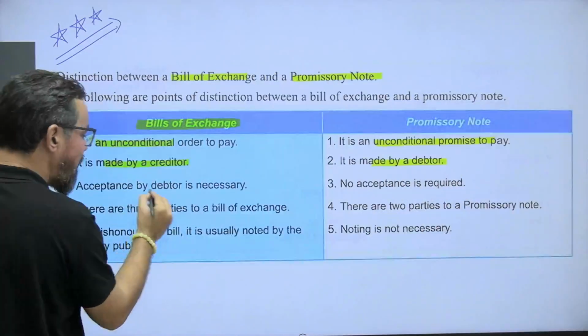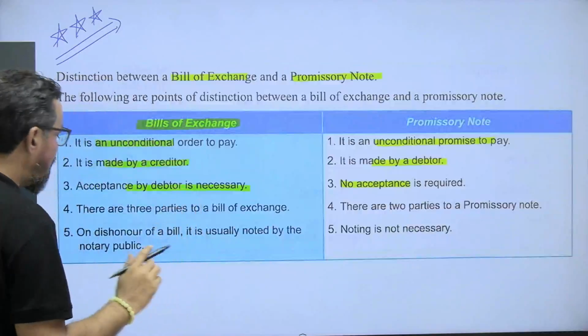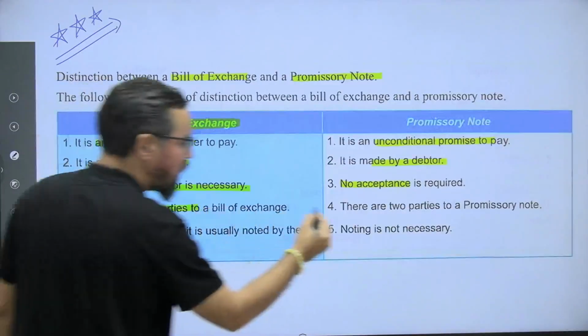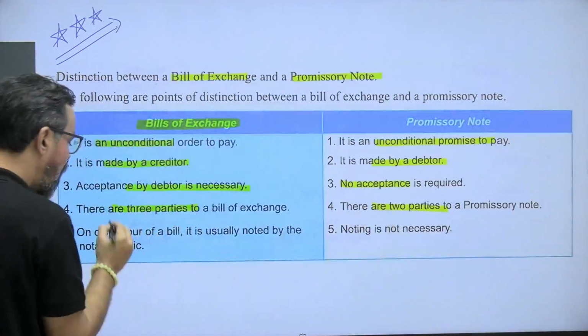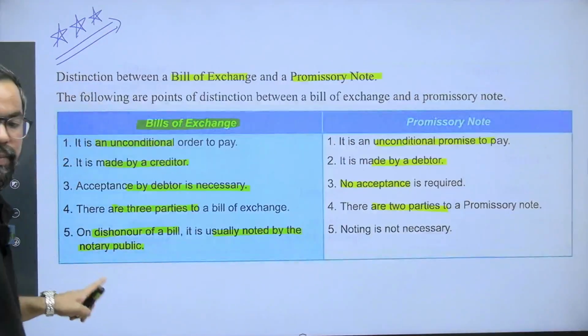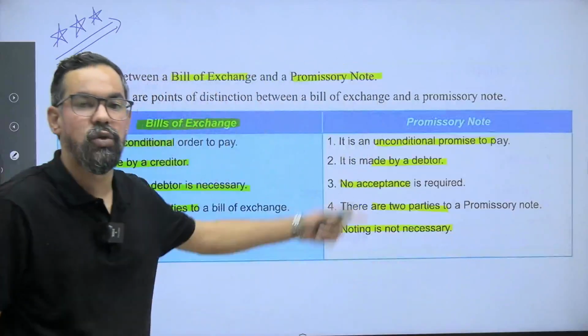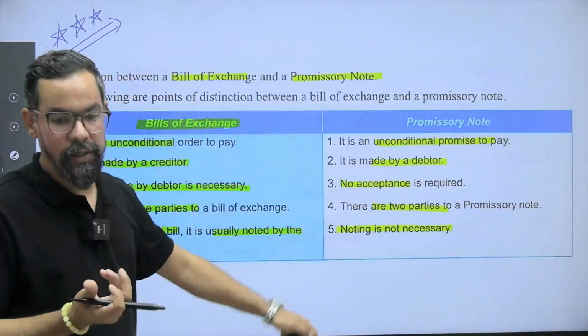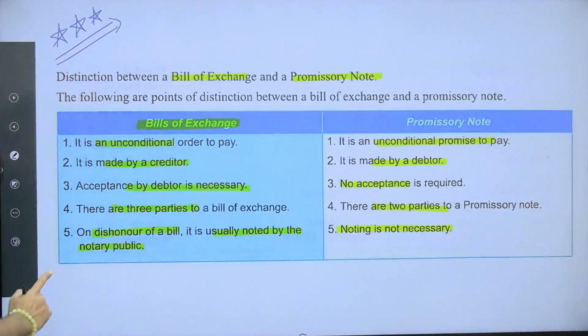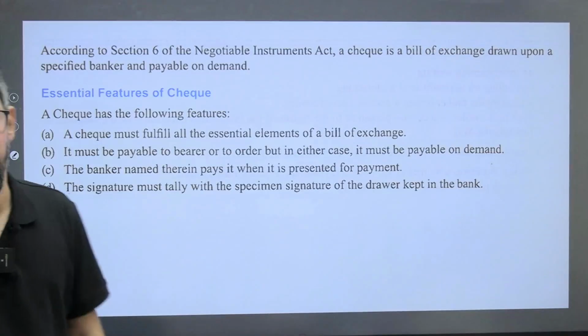Acceptance by debtor is necessary. No acceptance is required. There are three parties, there are two parties. On dishonor of bill, it is usually noted by notary public, but here noting is not necessary because it is drawn by the debtor itself, right? So this is done. This is something you have to remember, and that is definitely going to help you in your upcoming examination.